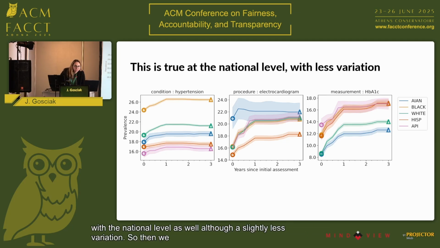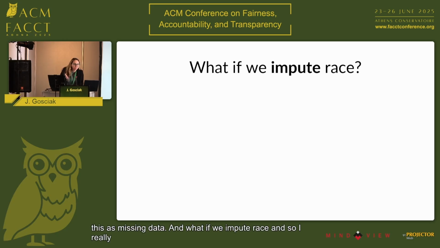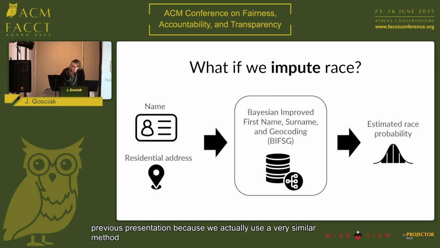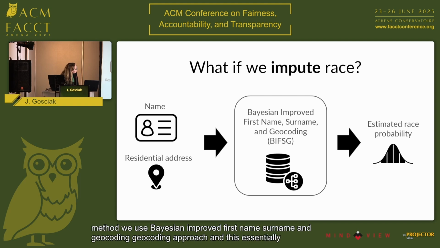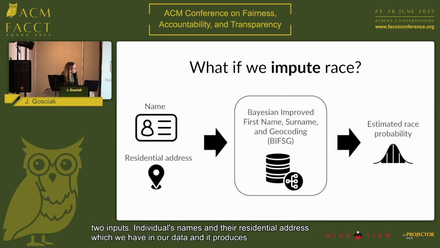So then we asked the question, what if we essentially treat this as missing data? And what if we impute race? And so I really appreciate the previous presentation because we actually use a very similar method. We use the Bayesian Improved First Name, Surname, and Geocoding approach. And this essentially involves 2 inputs, individuals' names and their residential address, which we have in our data, and it produces an estimated race probability.